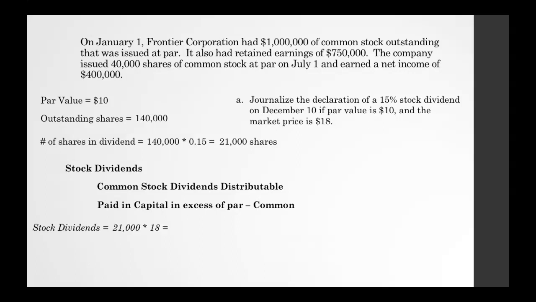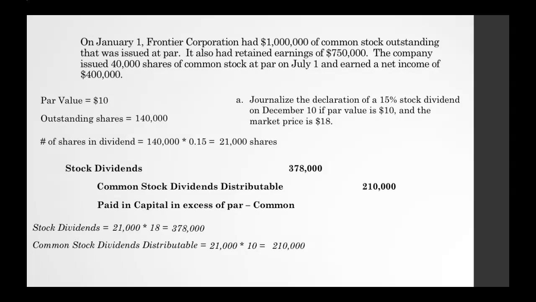So now our amounts. Your stock dividend amount will be your number of shares in the dividend, right? That's why we needed to find that 21,000. And we multiply it by the market price of $18 per share. So we see that we'll debit our stock dividends for $378,000. Now, common stock dividends distributable. This account will be based off of your par value. So your number of shares in the dividend multiplied by your par value, 21,000 times 10, gives us this 210,000.